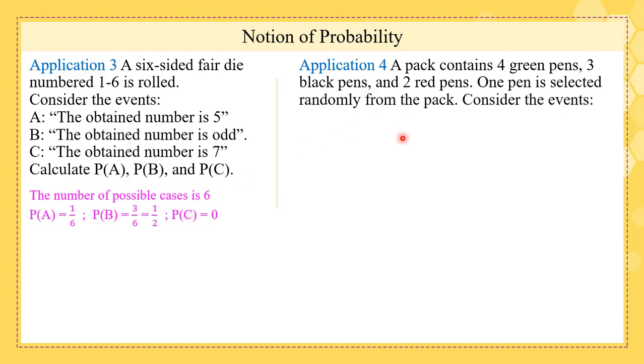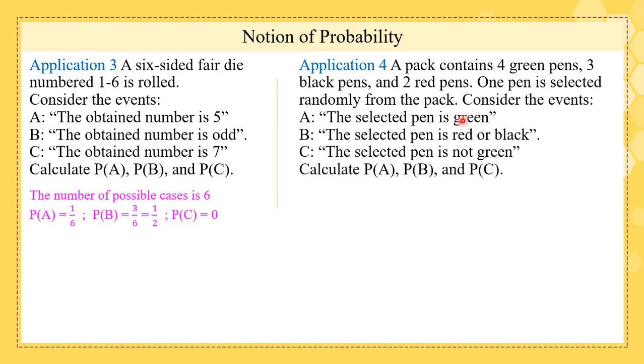Let's see this application. We have a pack that contains 4 green pens, 3 black pens, and 2 red pens. So in general, the pack contains 9 pens. 1 pen is selected randomly from the pack. Consider the events and calculate P of A, P of B, P of C. Try to do it alone. The total in this case would be 9, which is the number of all pens.